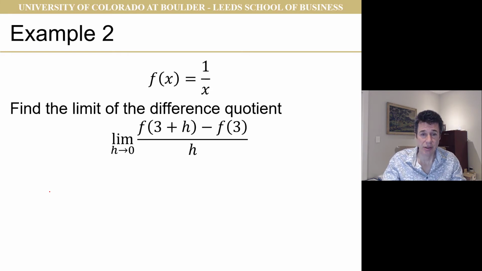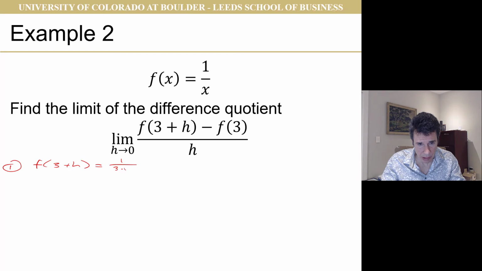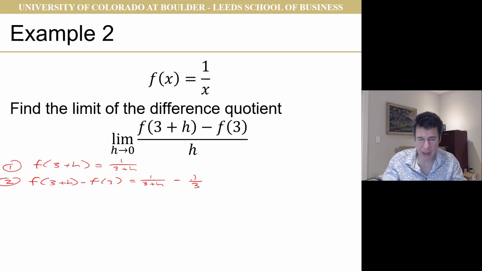The limit as h goes to 0, f of 3 plus h minus f of 3 over h. Now, we don't have to have a number 3. We could just leave this as an x, and sometimes we will. But let's do this with the 3. So f of 3 plus h, well, that's just 1 over 3 plus h. Step 2, f of 3 plus h minus f of 3. Well, that's 1 over 3 plus h minus 1 over 3.